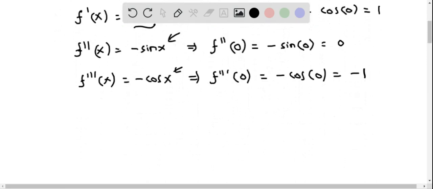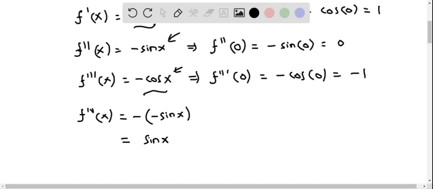Now let's find two more derivatives. That is the fourth derivative of the function f of x. And this equals, we find the derivative of negative cosine x. So first I put the negative, and then the derivative of cosine x is negative sine x. So this equals negative, negative is positive, so we get only sine x. Now we find the fourth derivative of the function at 0. So we have to replace x by 0 in sine x. So it is sine 0, and this equals 0.